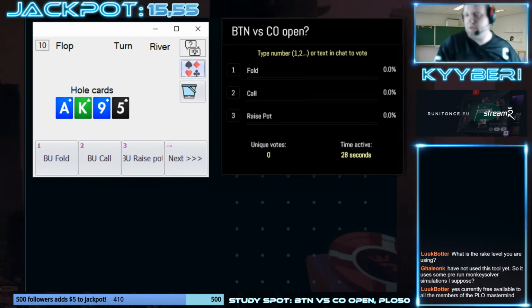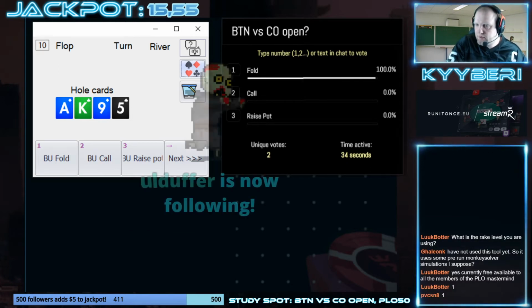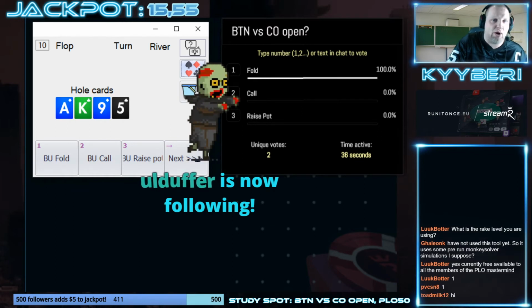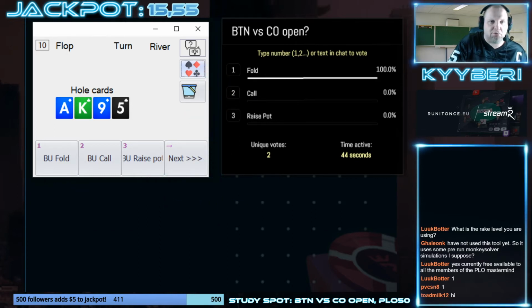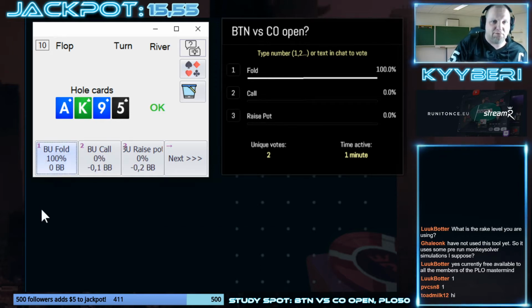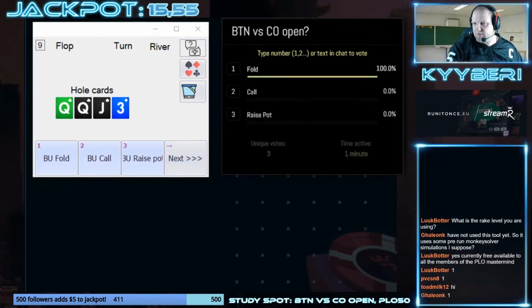So you can join in the chat by just saying what should we do. 1 for fold, 2 for call, 3 for raise pot, and then we can just see how close we are. So HT95, really rapid ace high, not connected. I would say fold. So that's easy.